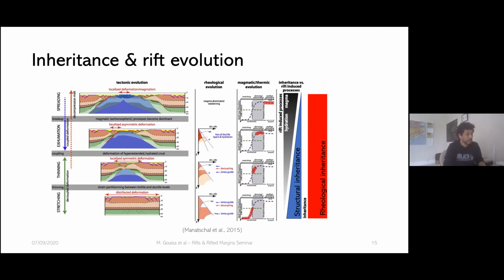But we think also that the rheological inheritance itself is the one that dictates the rifting processes. So its influence on the rift starts from the early phases of rifting, but it does carry on and persists through the entire rifting phase, and it does influence even the continental breakup at the end. So yeah, that was my last slide.